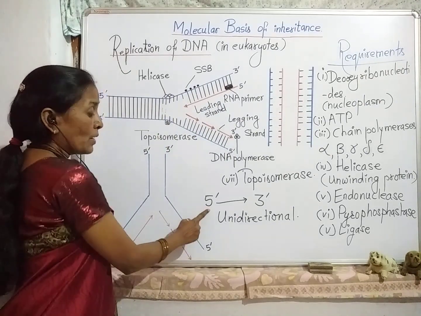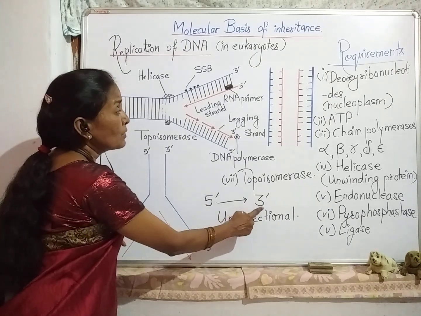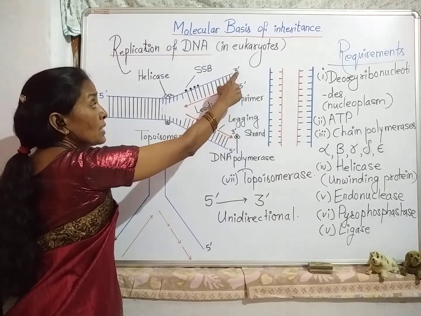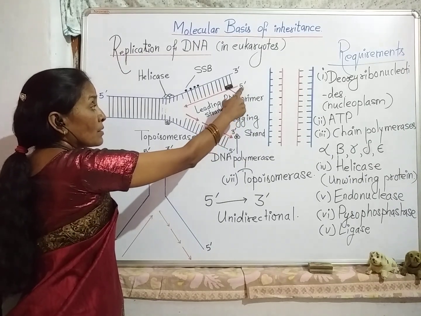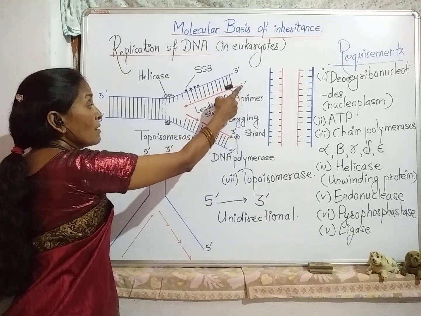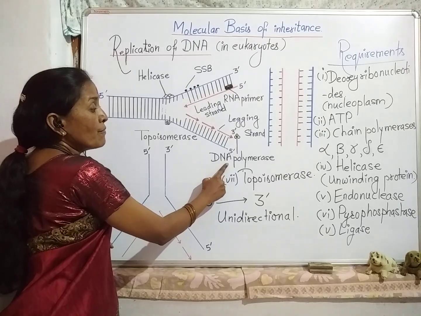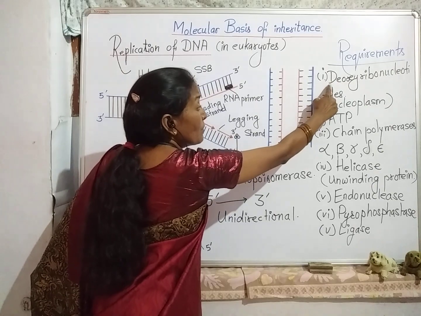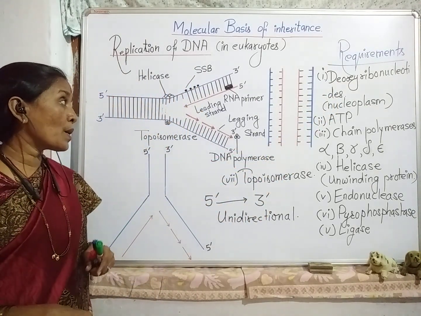What I said to you, the DNA replication in eukaryotes takes place in 5' to 3' direction. So it is started from this 3' template. The RNA primer starts up the process in the manner 5' to 3' with the help of DNA polymerase enzyme. The activated deoxyribonucleotides are added one by one.